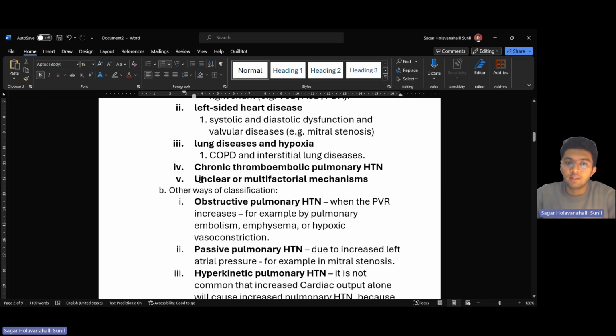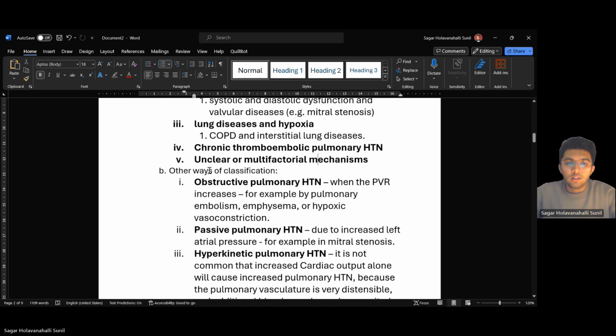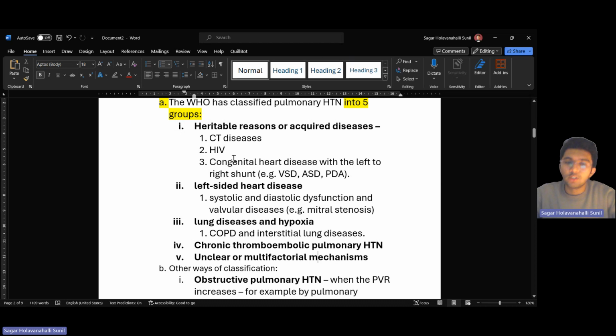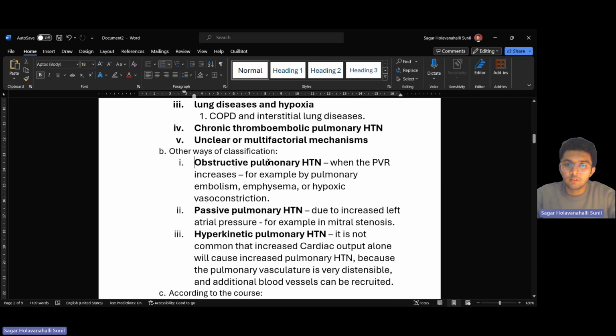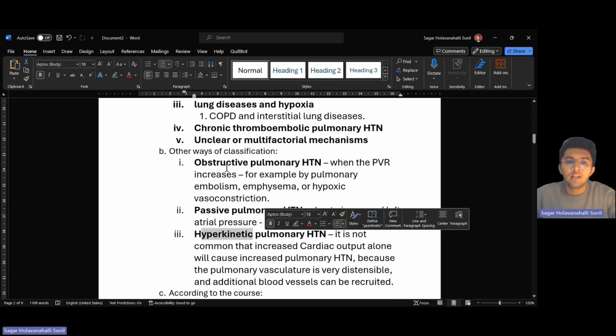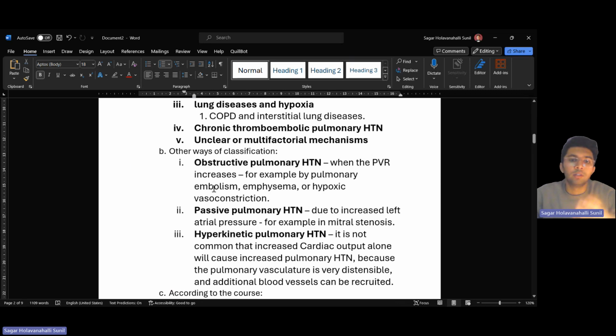Other than this, you have some unclear or multifactorial mechanisms. This is mainly related to some genetic situation, which I'll explain again. So these are the five main things that you have to remember. Other than this, you can also classify this as obstructive pulmonary, passive, and hyperkinetic. Obstructive is basically when you have some pulmonary embolism, or when you have emphysema. Emphysema is when you have a decreased amount of septa because the septa are basically breaking down, right?